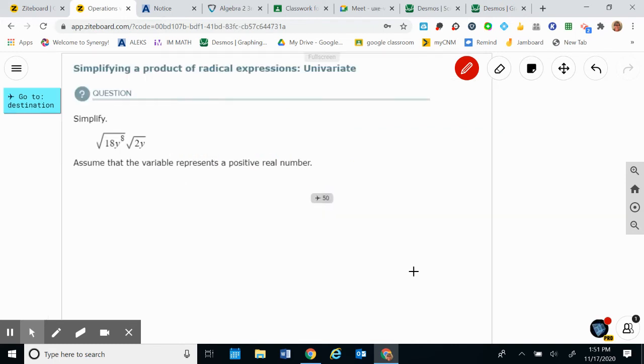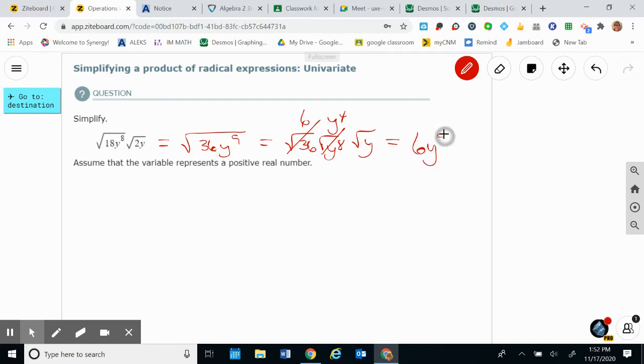Okay, next. Here's another one. Another example. This one is nice. It's kind of fun because look, you can't simplify either one. You multiply, you get 36y to the 9th. And so if you separate that, you get the square root of 36 times the square root of y to the 8th, the square root of y. And now you can simplify. Take these square roots. And now they're on the outside, so they go on the outside. And that guy stays on the inside.